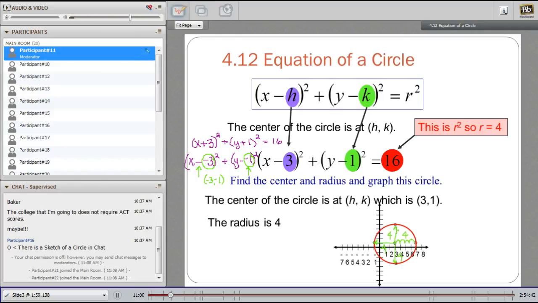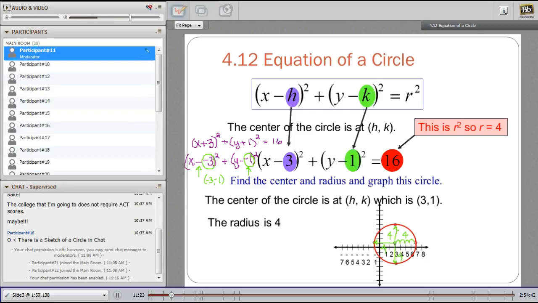Does that make sense? How you would be able to graph that circle based off of the center and the radius? Do you guys see how you would be able to graph 4 points, the center, and then 4 points on the edge of the circle, and then connect those in a circle? Good, good, good, good. That's what I want to see.